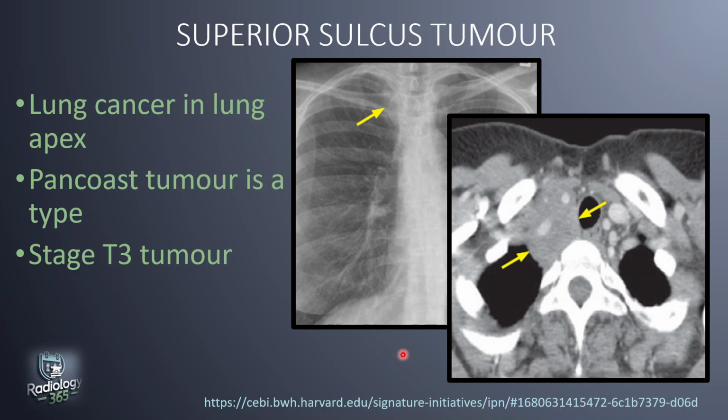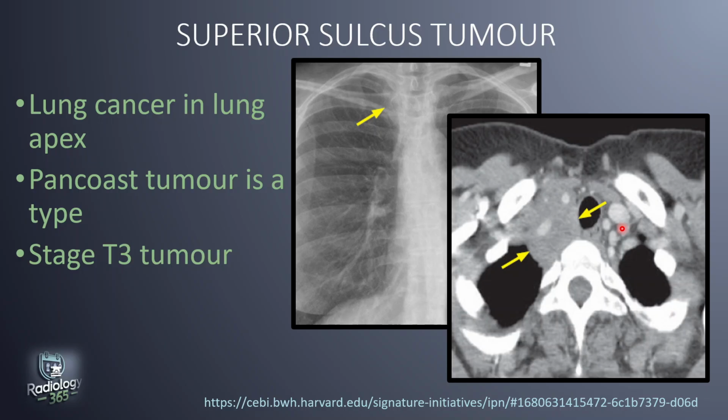So in this image, this chest radiograph shows a nearly imperceptible increased opacity in the right apex up here, and this is evident on CT as a superior sulcus tumor which encases the vasculature and effaces the superior mediastinal fat.